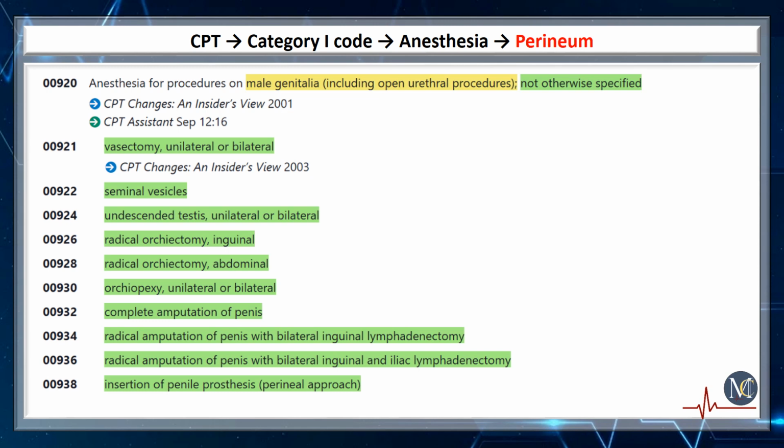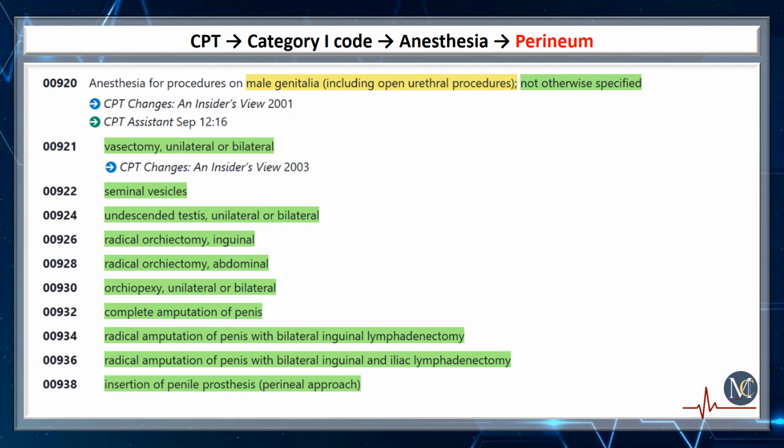Next code is 00921, vasectomy, unilateral or bilateral. The provider performs anesthesia services for a patient undergoing the procedure in which the surgical provider excises the vas deferens, which is a duct that carries the male reproductive cells towards the penis. The provider can perform the procedure unilaterally with removal of the vas deferens of one side or bilaterally involving the vas deferens of each side.